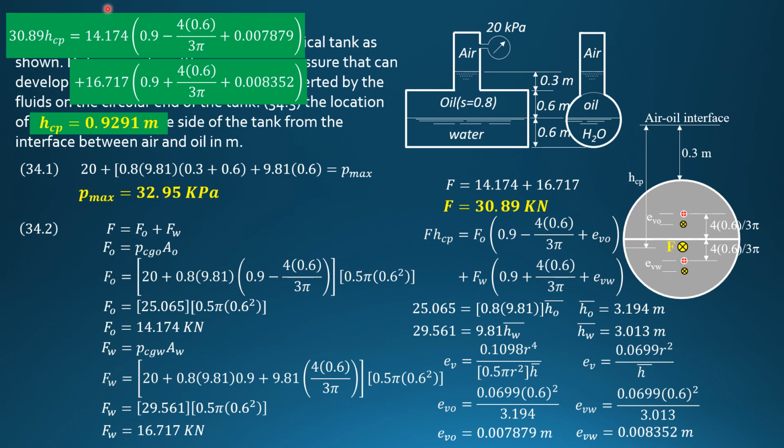So that's it for this problem. This is the last example for vertical surfaces. Next would be inclined surfaces, still arranged from basic to challenging. Just like this is the most challenging problem on vertical plane surface.